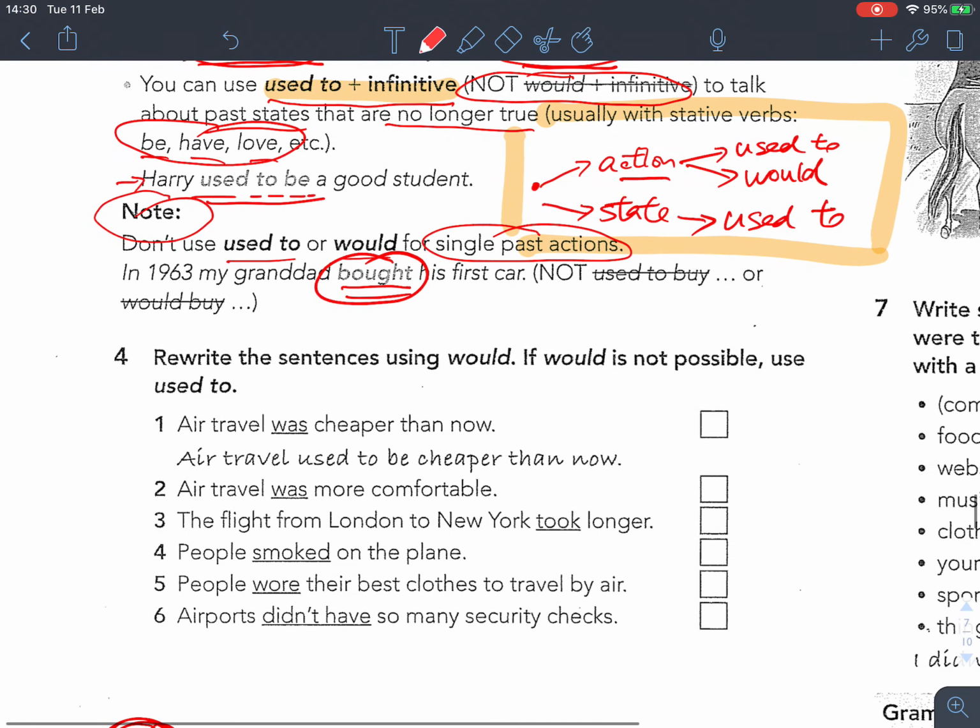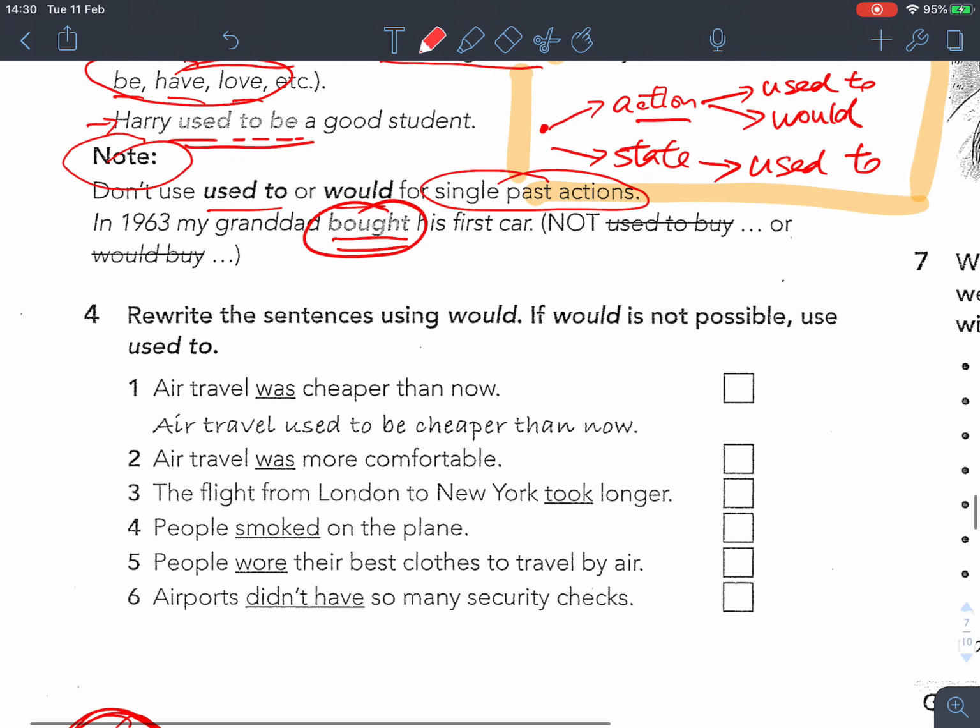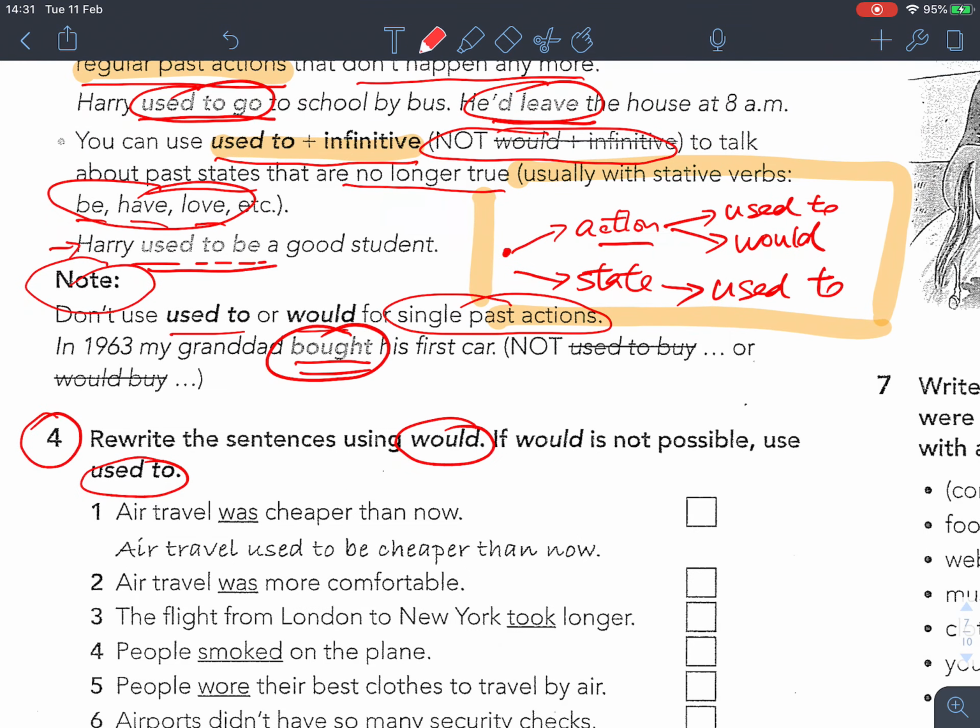Then we are going to look at question 4. Okay, so please look at the instruction clearly. We write the sentence using would. All right, if would is not possible, use used to. So what does it mean? Remember the diagram here. So for action, we can actually use used to and would, right? Normally. And for states, we use used to.